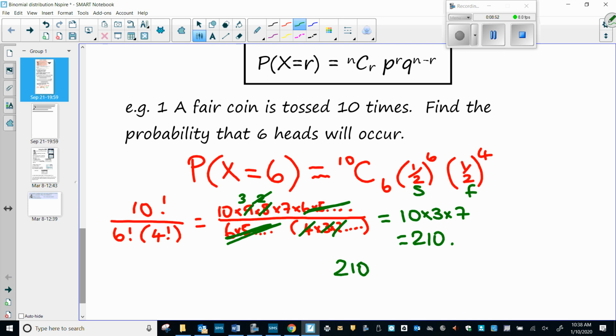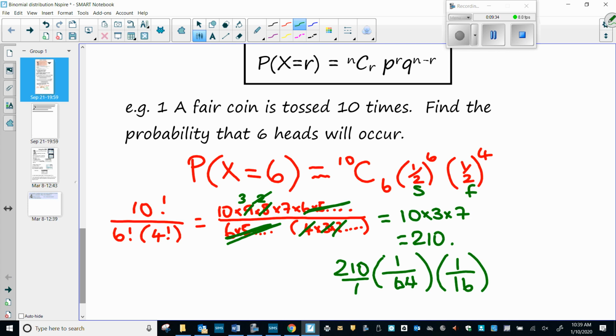Ooh, that's not easy, is it? So we're going to have 1 over 2 to the power 6. So what's 2 to the power 6? 2, 4, 8, 16, 32, 64. Okay, 64. And then 1/2 to the power 4. So we've now got 1 over, what's 2 to the power 4? 2, 4, 8. Remember, this is over a 1.